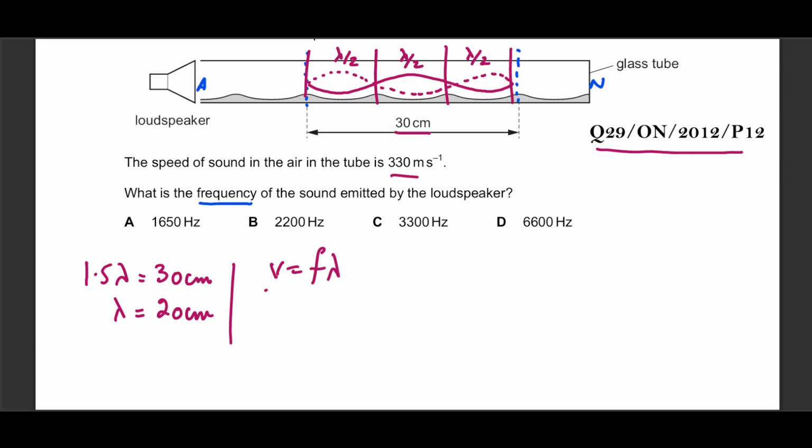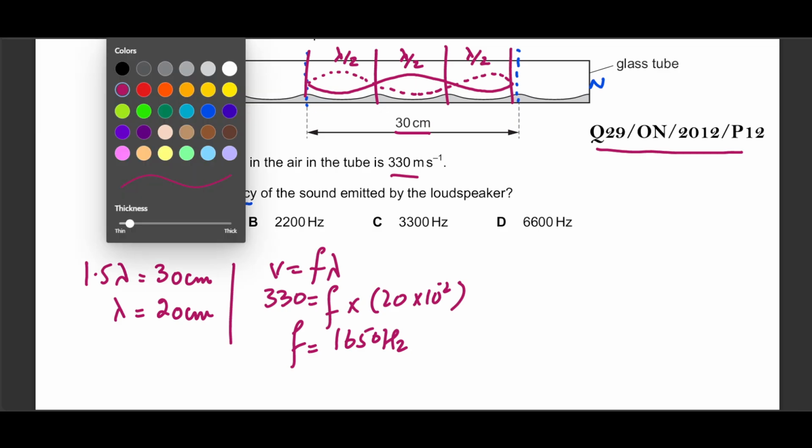Then it's a matter of using v equals f lambda. Speed is given as 330. f is what we want to find out. Lambda is 20. Be careful about converting this into meters. Frequency comes out as 1650 hertz exact.